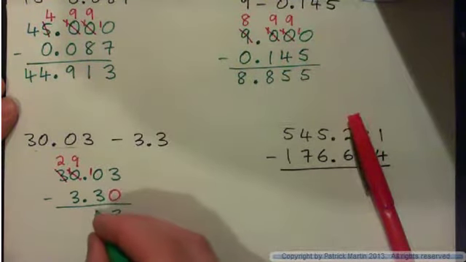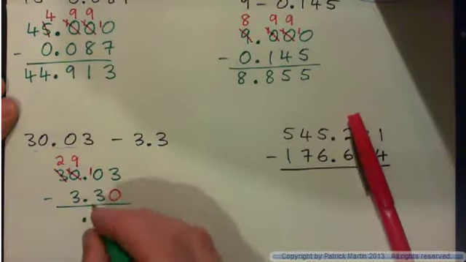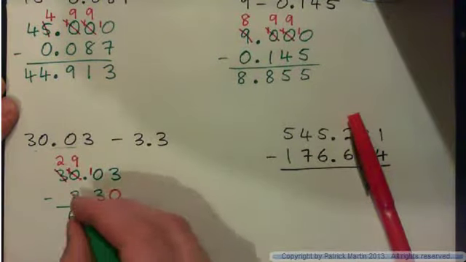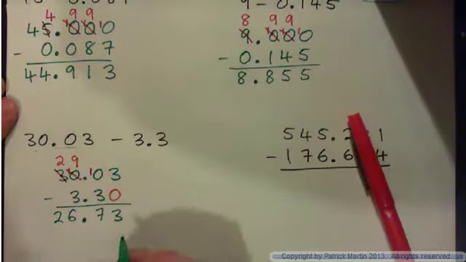So 10 minus 3, 7. Decimal point goes down here. 9 minus 3, 6. 2 minus nothing, 2. 26.73, right?